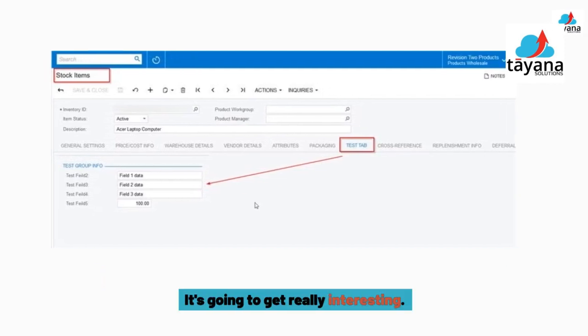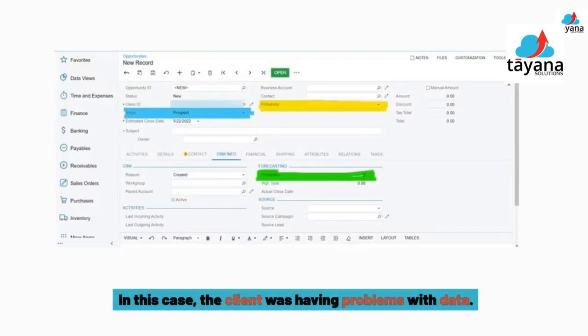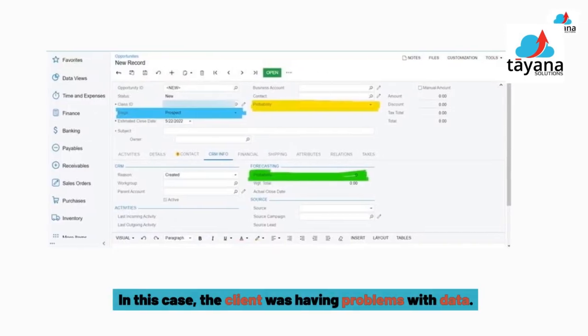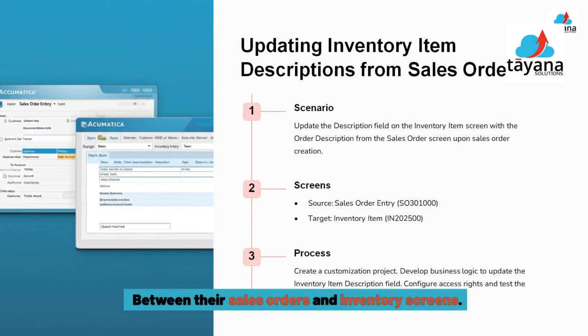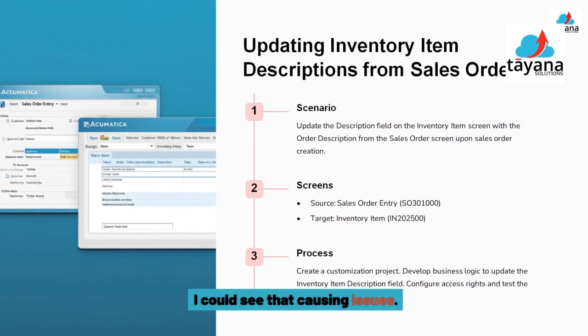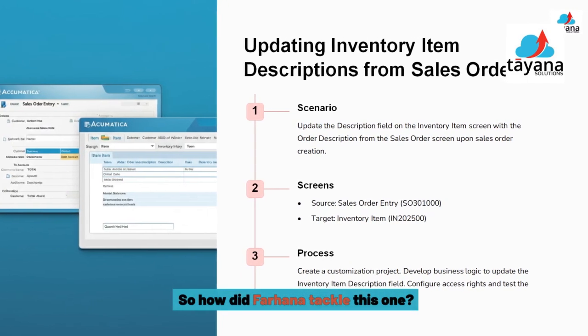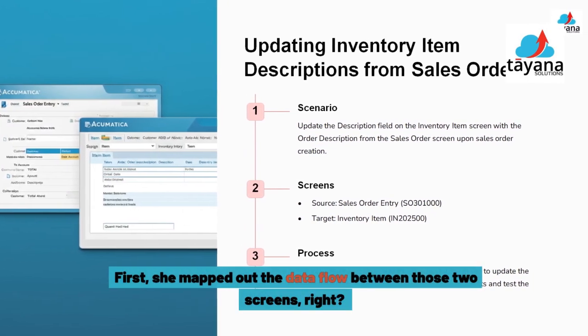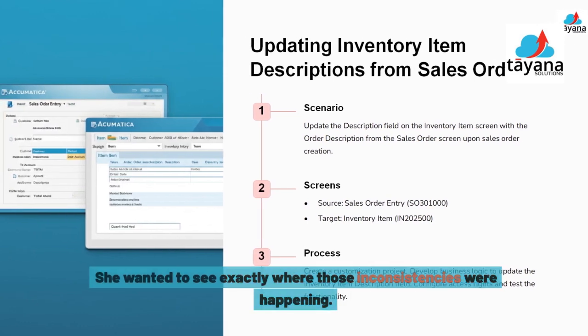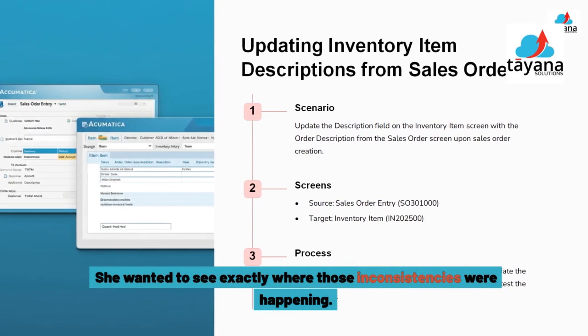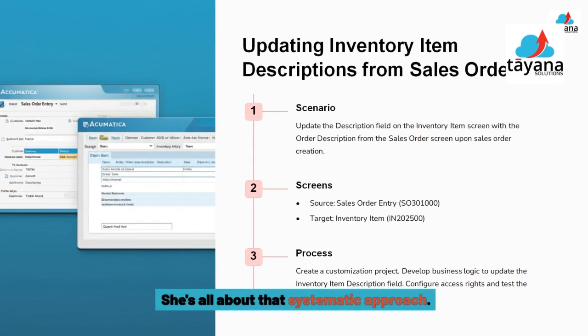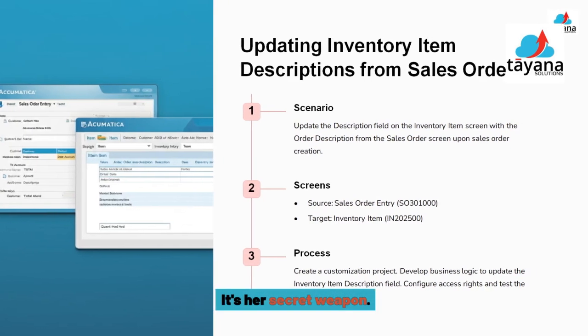Sounds good. It's going to get really interesting. I bet. In this case, the client was having problems with data between their sales orders and inventory screens. I could see that causing issues. Yeah, it was really slowing down their fulfillment process. So how did Farhana tackle this one? First, she mapped out the data flow between those two screens. She wanted to see exactly where those inconsistencies were happening. She's all about that systematic approach. It's her secret weapon. I like it.